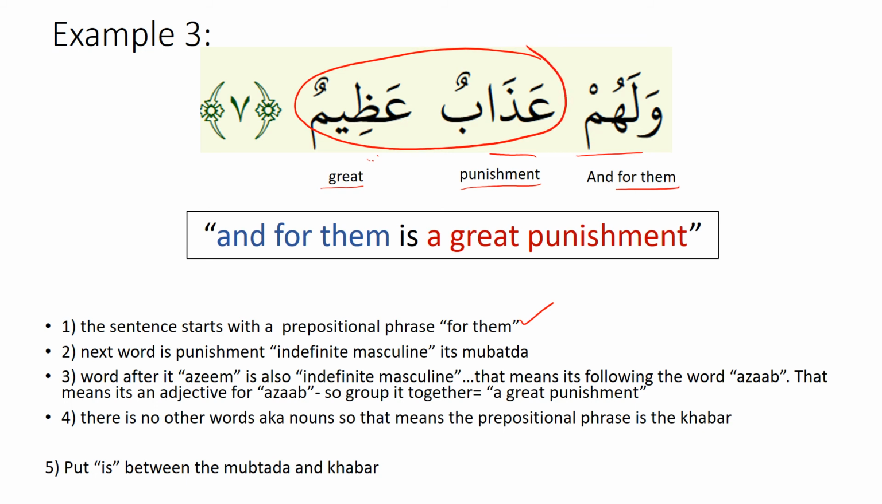So now we see that there are actually 2 parts to this sentence. Walahum and adabun adhimun. And as we know, the mubtada needs to be a noun. Okay, so the only noun in this sentence is adabun adhimun. So we make adabun adhimun into the mubtada, and walahum, the prepositional phrase, will become the khabar. And so you put is between the mubtada and the khabar, and it becomes, and for them is a great punishment. Okay, or you can even translate it the other way around. You can say a great punishment is for them. But if you want to translate it exactly like this, you would say, and for them is a great punishment.